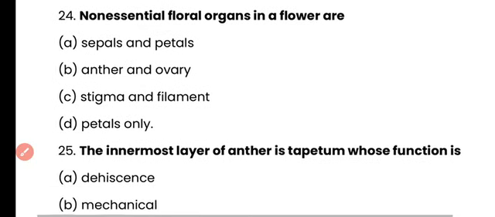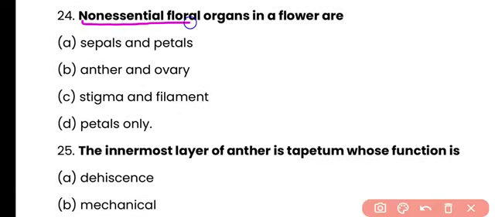Question number 24. Non-essential floral organ in a flower are sepals and petals, anthers and ovary, stigma and filament, petals only. Correct answer is option A. Sepals and petals. They have protective function. They are not involved in reproduction. That's why they are considered as non-essential floral organs of a flower. Whereas the essential floral organs of a flower are androecium and gynoecium, that are directly involved in reproduction.